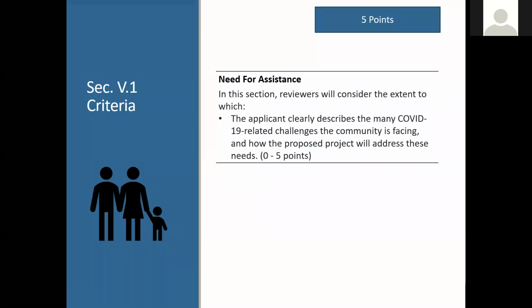The first section that reviewers will be looking at is the need for assistance section. In this section, reviewers will consider the extent to which the applicant clearly describes the many COVID-19 related challenges the community is facing and how the proposed project will address those needs. Applicants can be awarded up to 5 points for this section.